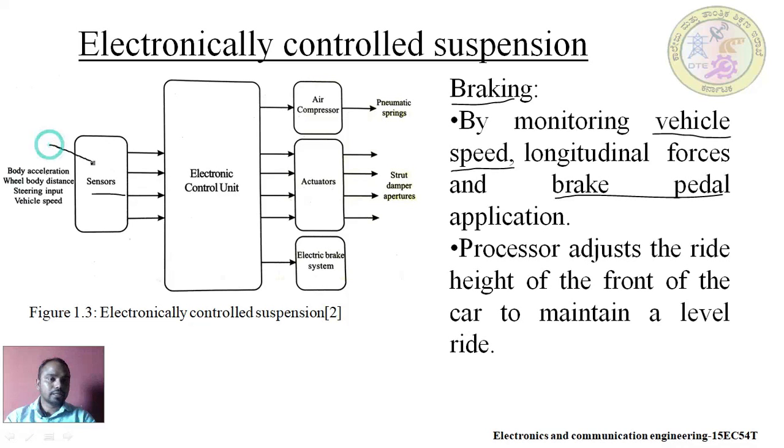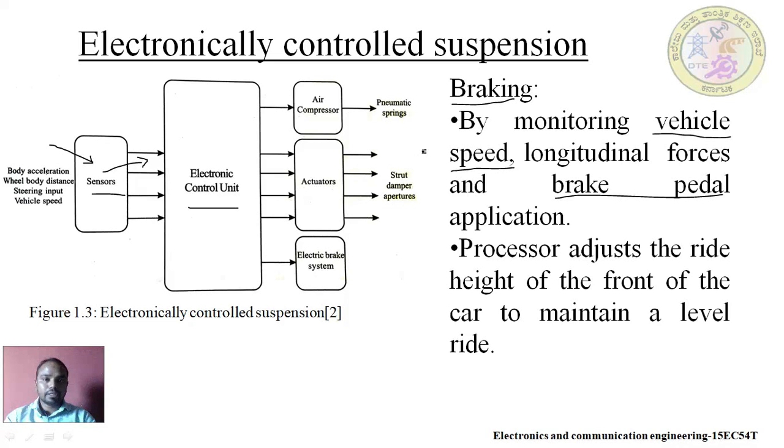Again, the sensor converts that physical information to an electrical signal. If it is in analog form, it is converted into digital. If it is in digital form, it is directly taken into consideration and sent to the electronic control unit. The electronic control unit comprises a microprocessor or microcontroller, which is programmed to control the riding and the damping.